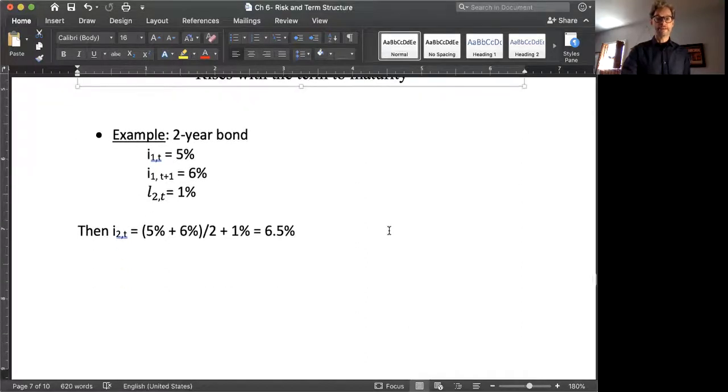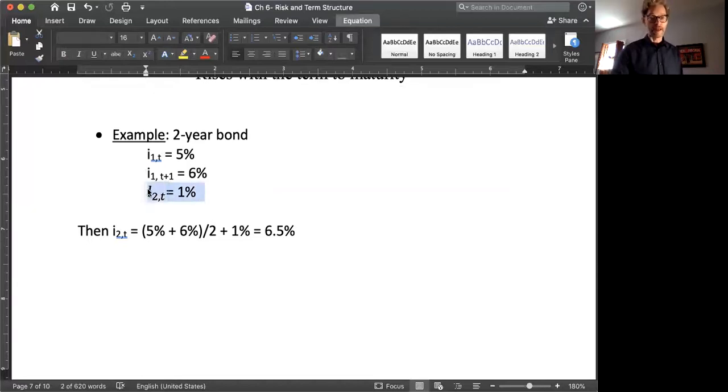So let's think about an example here. Let's say you have a 2-year bond, right? You expect interest rates in the first year of that bond to be 5%. You expect a 1-year interest rate in year 2 of the bond, T plus 1, to be 6%. And the liquidity premium to hold a 2-year bond has to be 1%.